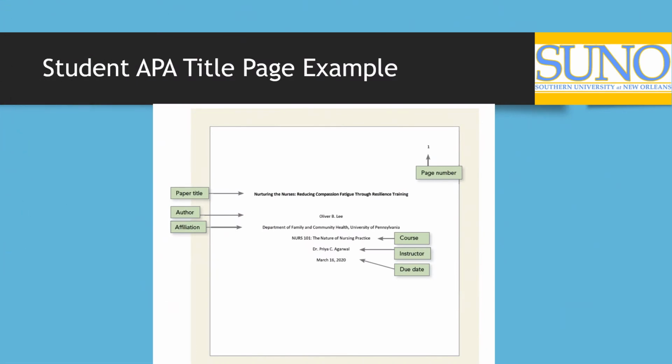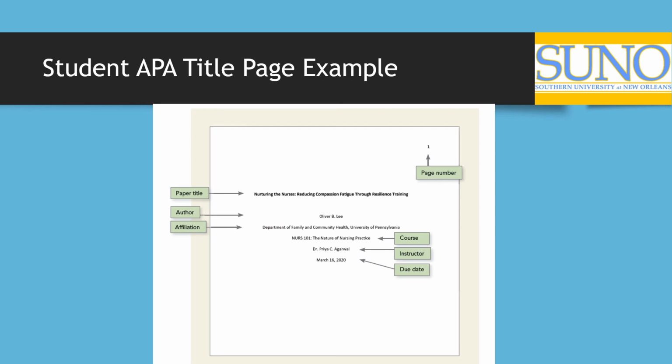Here is an example of a student paper title page. Please make note of the page number located in the upper right-hand corner. Then we have located towards the top half centered of the paper title, which is bolded and centered. After double spacing a couple of times, then we have the student's name or the author's name.